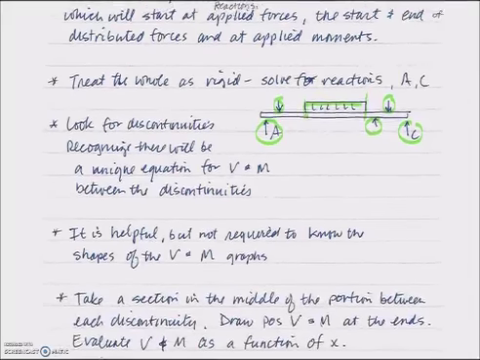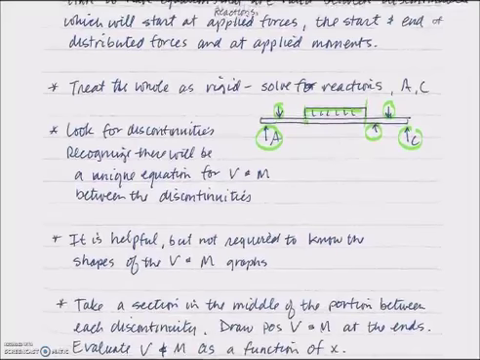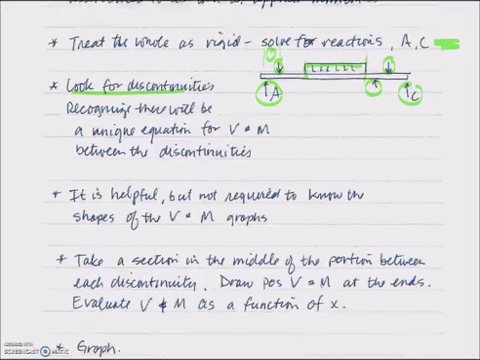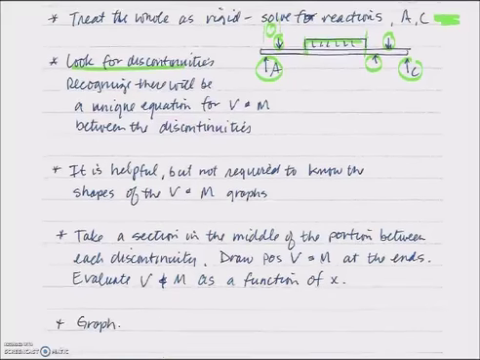All right, so the way we're going to solve these things is, first of all, treat it as a rigid beam, find the reactions that you can find, and then recognize the discontinuities. And then what we'll have to understand is there's a separate set of equations that are required for shear and moment between each discontinuity. All right, and when we do that, we'll be able to graph those equations as well.